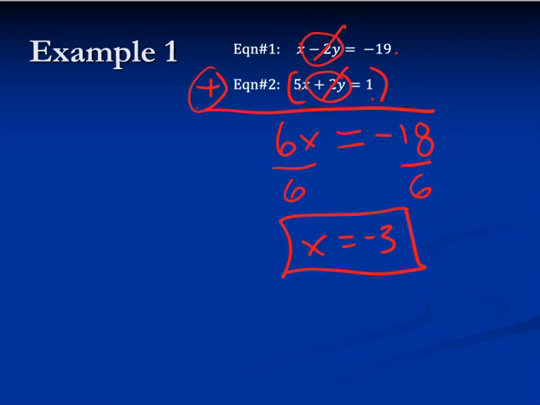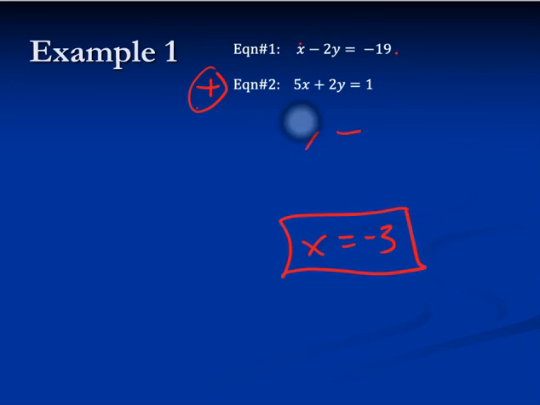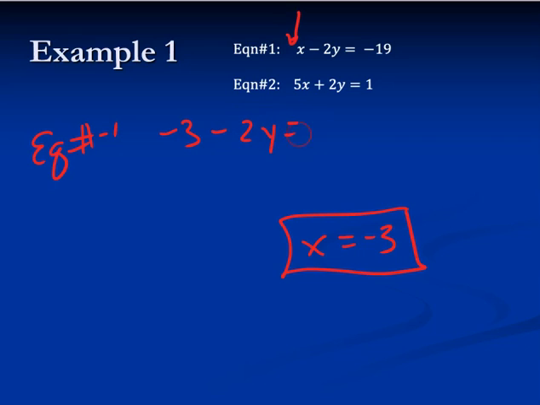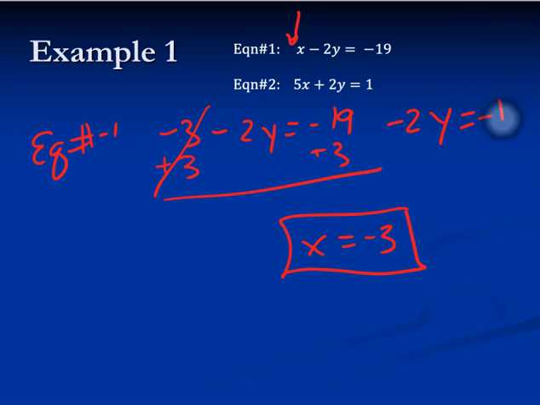Well, now that we have x, we plug it back into one of our equations to get y, and then we plug it into the other equation to see that the y's match. So if we plug negative 3 into this x, so for equation number 1, we get negative 3 minus 2y equals negative 19. Add 3 to both sides. So the 3's cancel, and we're left with negative 2y equals negative 16. Divide both sides by negative 2. We get that y is equal to 8.